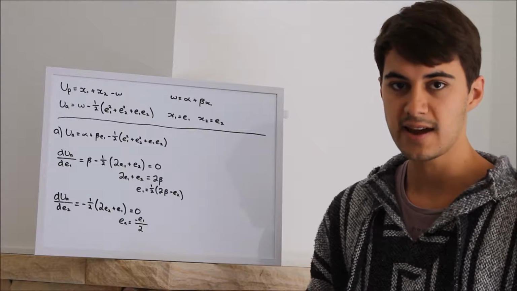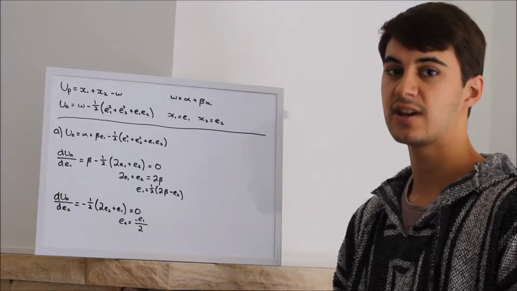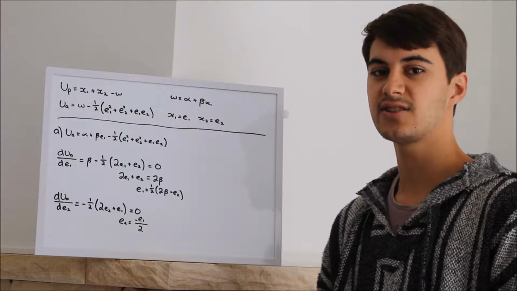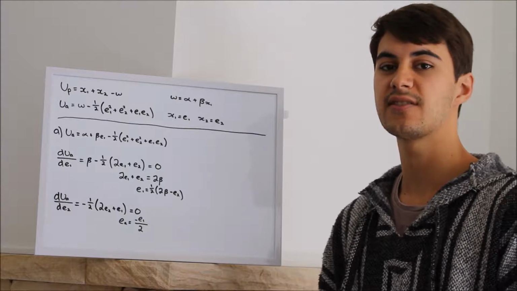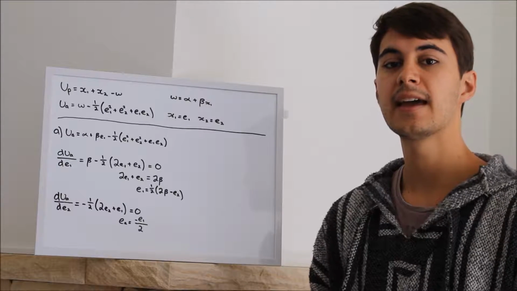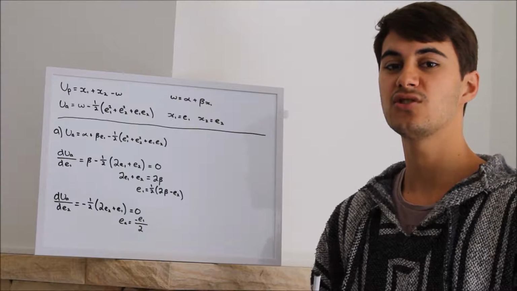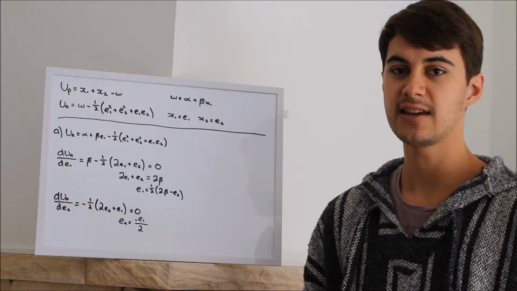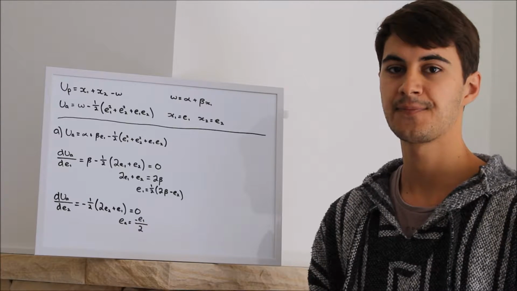The game is played in the usual way. The first step, the principal chooses the wage function that it offers the agent. In the second step, the agent can either choose to accept or reject this offer. And the third step is the agent choosing its utility maximizing levels of E1 and E2 if it accepts.